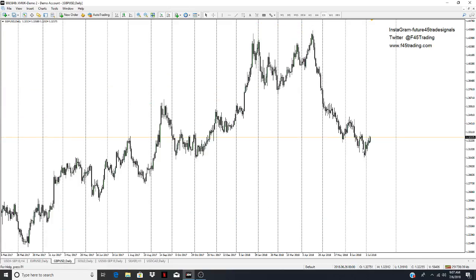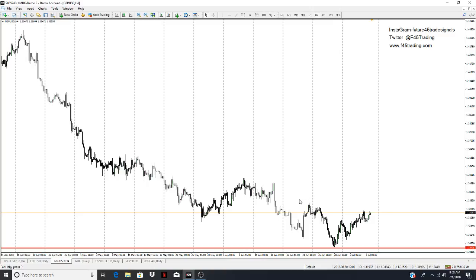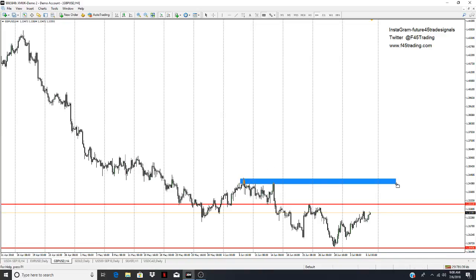Pound looks like it came down to finally sweep these lows that we're looking at. Just touched it. Yeah, it's rejecting. I would think this is going to go down a little bit further, but it looks like right now these highs here are probably where price is going to go. And then we have these highs over here also. So keep an eye on those levels today. See if we can get a push up on those.